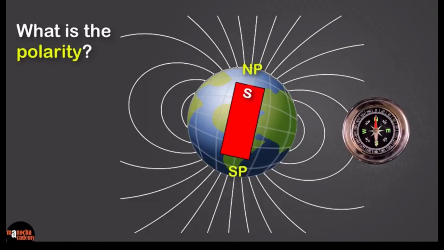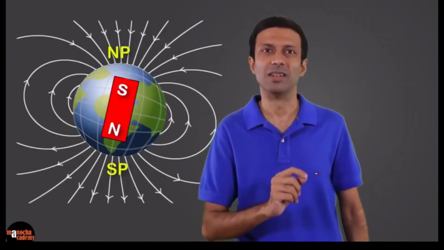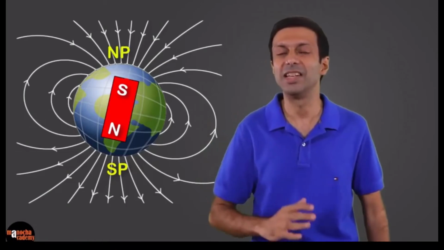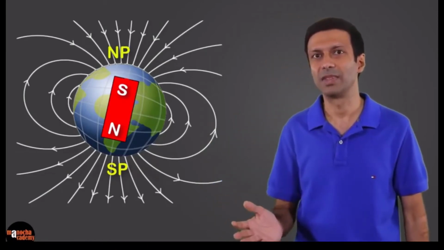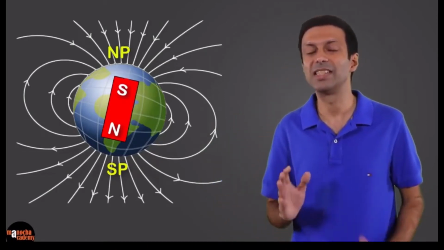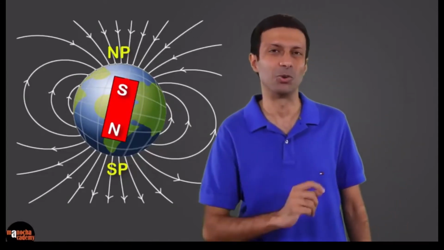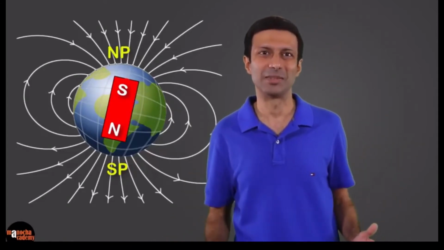The south pole of the Earth's magnet, which is in the geographical north, attracts the north pole of the magnetic compass. Similarly, the north pole of the Earth's magnet is in the geographical south, because it attracts the south pole of the magnetic compass. So remember, the magnetic south pole is near the geographical north, and the magnetic north pole is near the geographical south. So they are opposite.